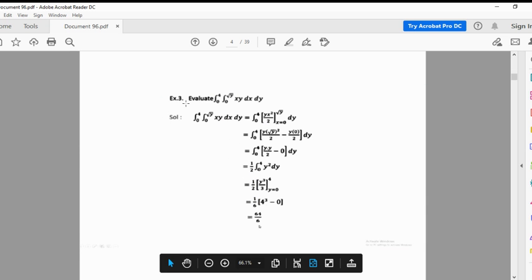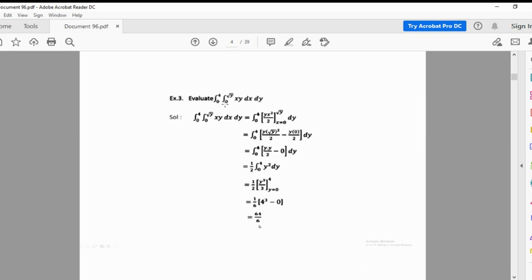Now third example, evaluate integration from 0 to 4, integration from 0 to root y of xy dx dy. Now here the limit contains the variable. So if limit contains variable, we cannot take it as the order given in dx dy. So we cannot take first the integration with respect to x.